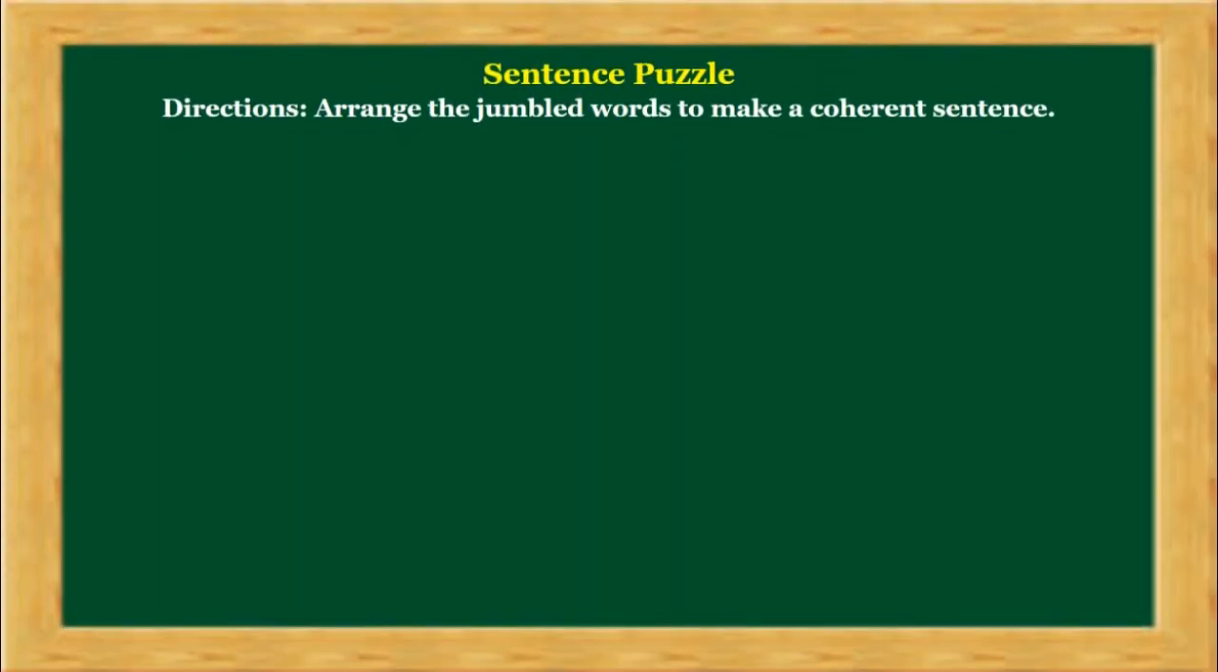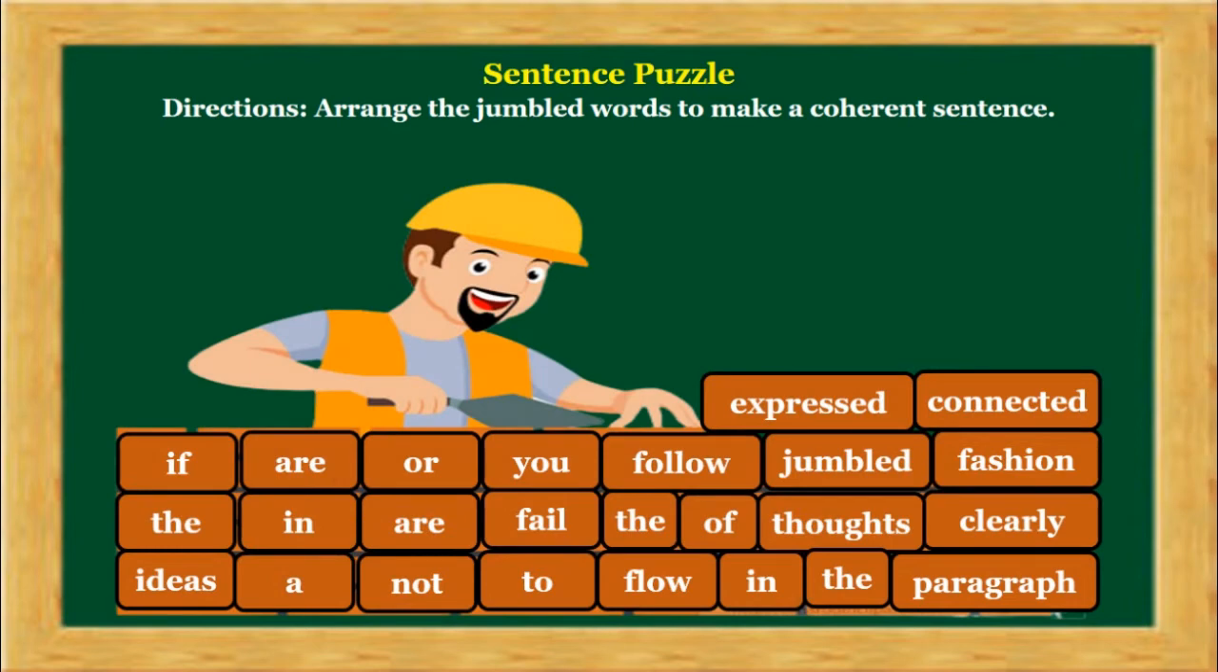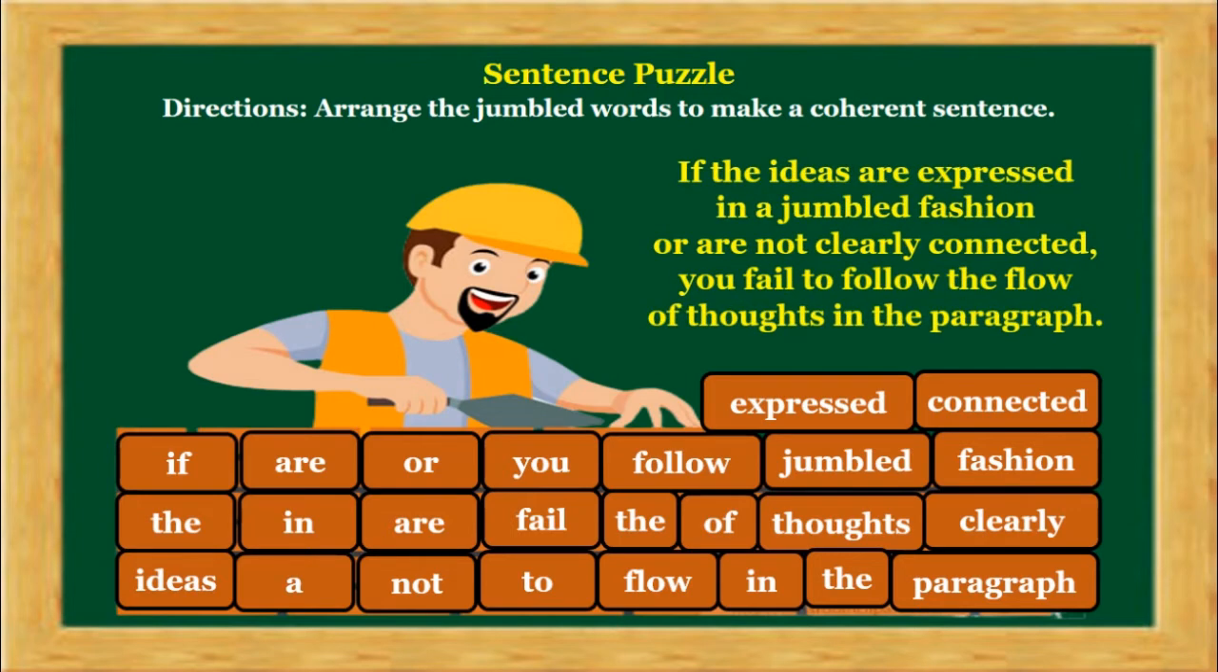To help you understand the importance of this lesson, let's complete the sentence puzzle activity. To do that, arrange the jumbled words to make a coherent sentence. The answer is, if the ideas are expressed in a jumbled fashion or are not clearly connected, you fail to follow the flow of thoughts in the paragraph.